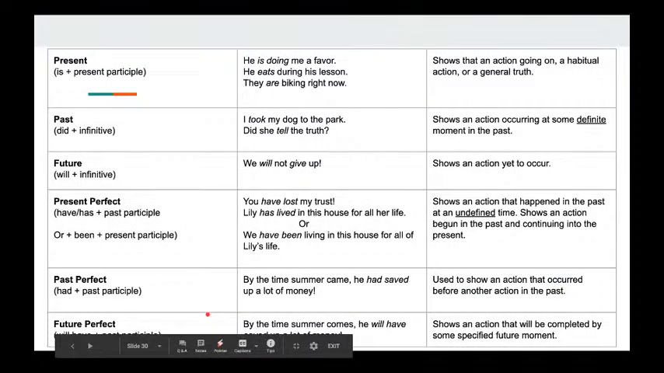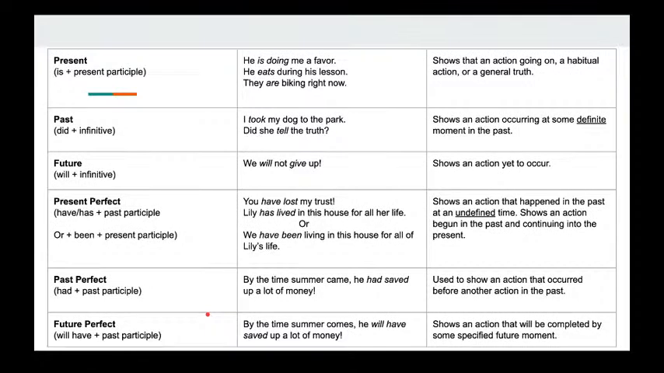And the last tense, future perfect, can be formed with will have, plus a past participle. So: by the time summer comes, he will have saved up a lot of money. The future perfect shows an action that will be completed by some specified future moment. Because this is just a very brief introduction, I will go over this chart in more depth again, as well as more on verb tenses.